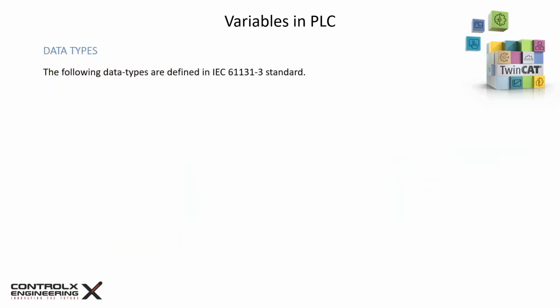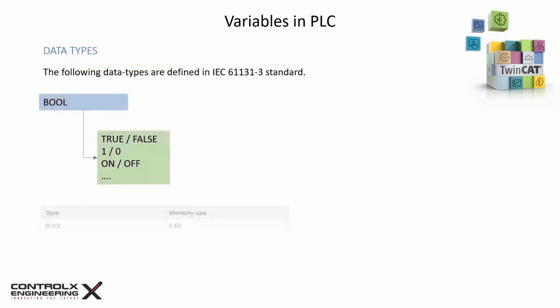The following data types are defined in the IEC 61131-3 standard. BOOL, which is the most basic data type for typical use in PLC programming. It is a binary data type and represents a true or false, 1 or 0, on or off, etc. A BOOL is represented by a single bit, but takes a full byte in memory. This is for performance reasons, because accessing individual bits within a byte can be more complex and slower than accessing the entire byte. Therefore, BOOLs are always 8 bits.